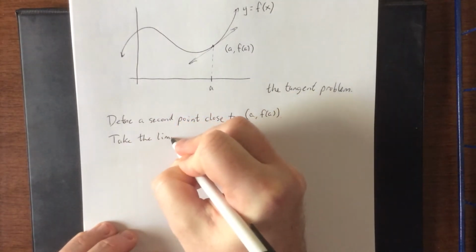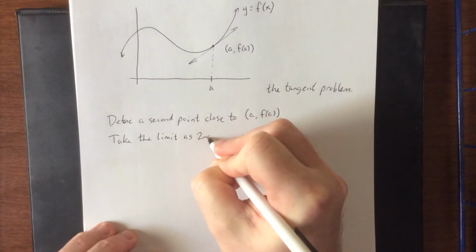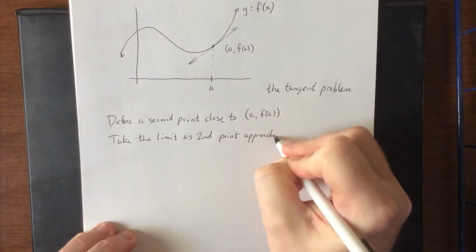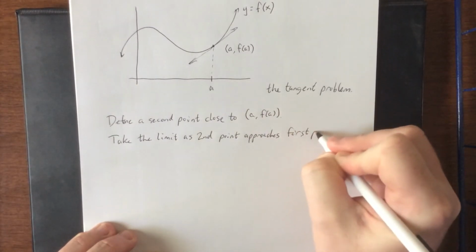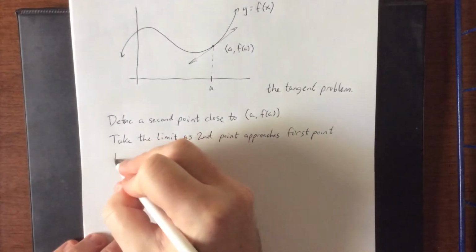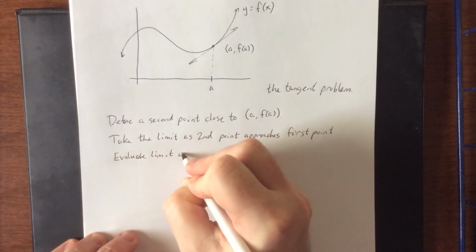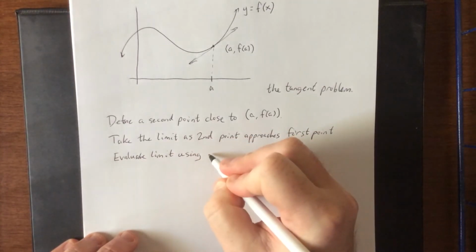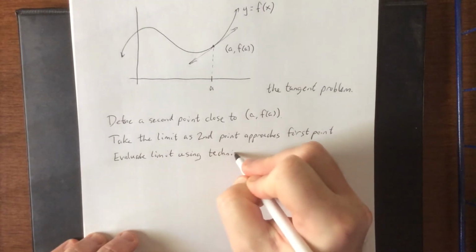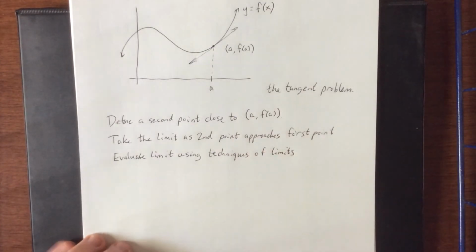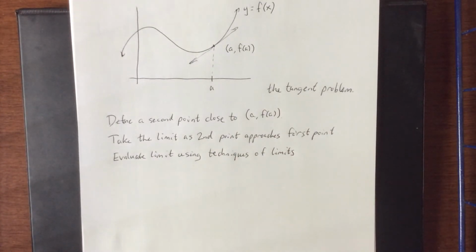Then take the limit as second point approaches first point. Then evaluate the limit using the techniques that we've talked about recently. Now, chances are pretty good you're either going to wind up with a fraction that contains polynomials, a radical, or fractions inside of a fraction, all three of which we've dealt with.